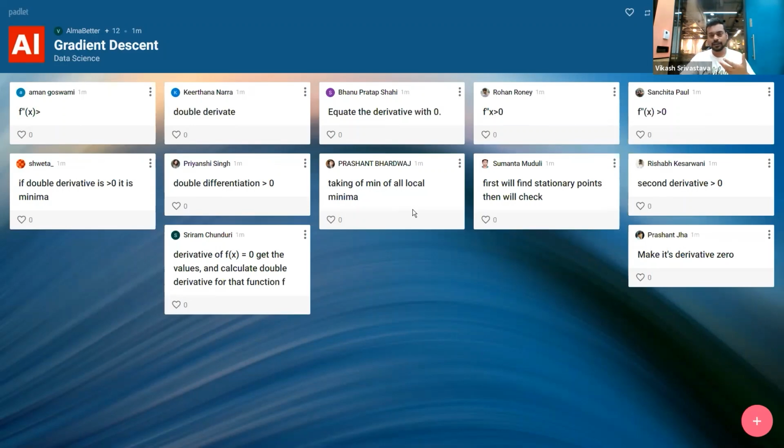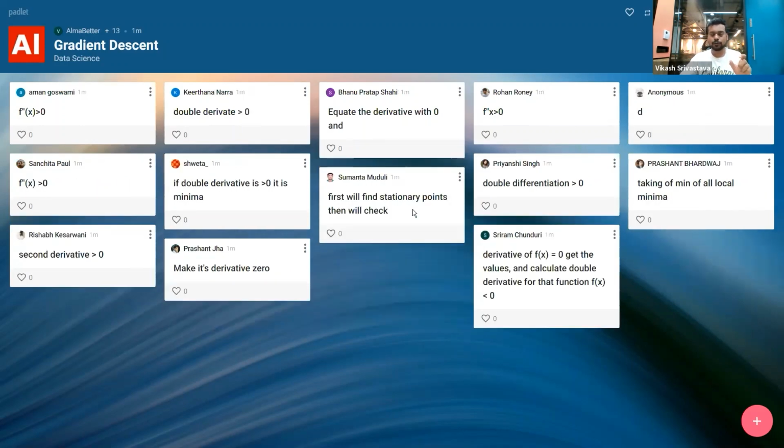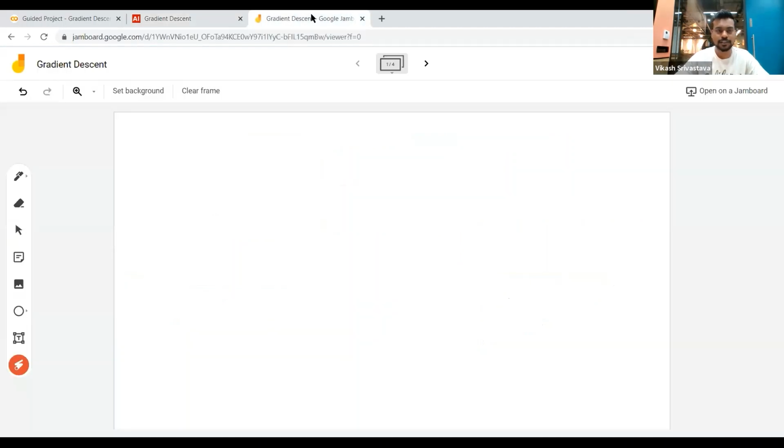So there are two things to it. We'll set the first derivative equal to 0, so we'll find the x's for which we get the 0 value. Then we'll check whether the second derivative is greater than 0 for a minima. Thanks guys for posting your answers. Let's take an example of a basic function.